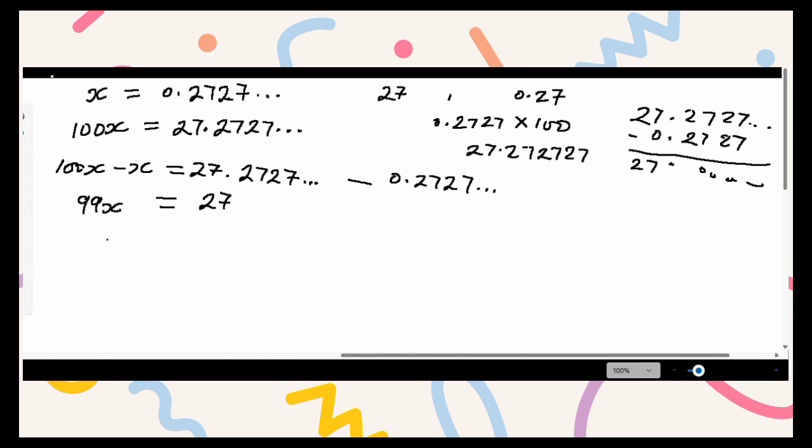But we're looking for the value of x, so we're going to divide both sides by the coefficient of x. Okay, we have 27 all on 99. So at this point, 99 divided by 99 is 1, so 1 times x is what? x. Then we're going to have 27 all on 99. But then we can simplify that.